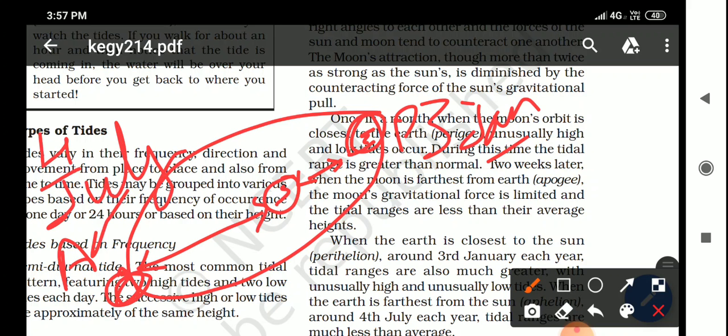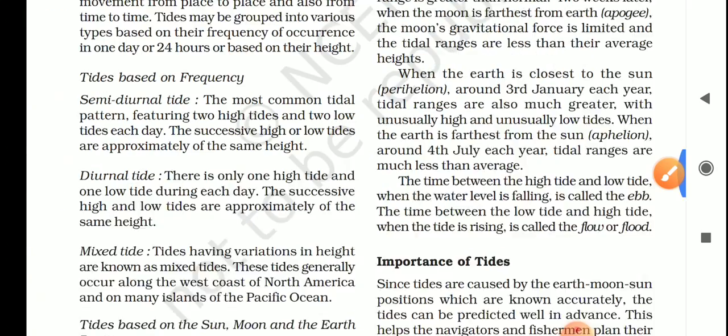Is the concept of apogee and perigee, perihelion and aphelion clear, students? Perigee and perihelion are the closest points, and apogee and aphelion are the farthest. Clear? So this concept is over.